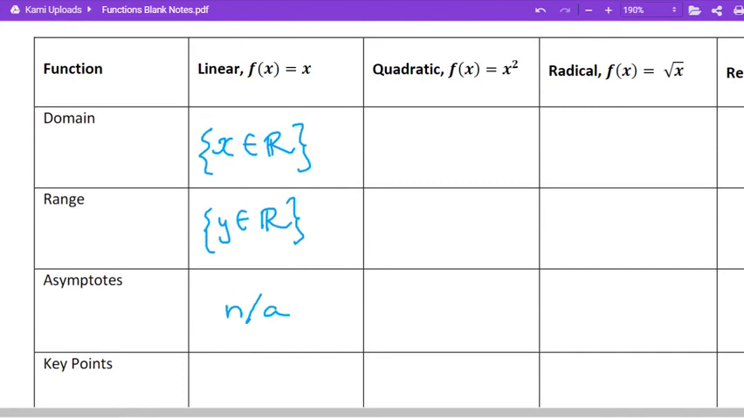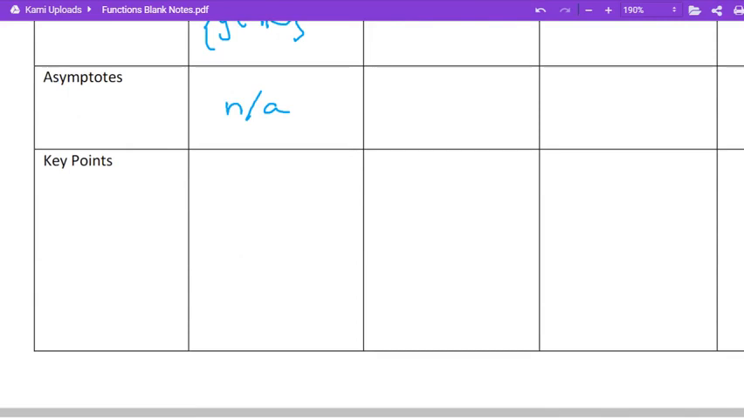And so the last point is key points, that is the key dots on the graph that'll help us remember how to draw this function. So I might say -1, -1, 0, 0, 1, 1. Right? For the linear function, if I have 3 points, I remember these. And the point of making this chart is so that you need to memorize how to graph all the parent functions.